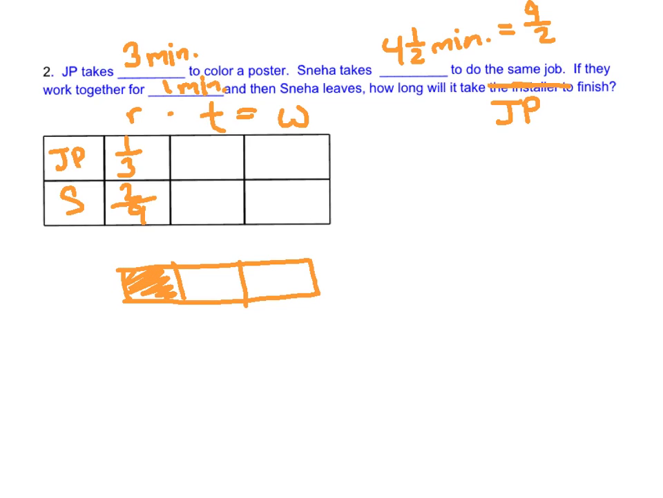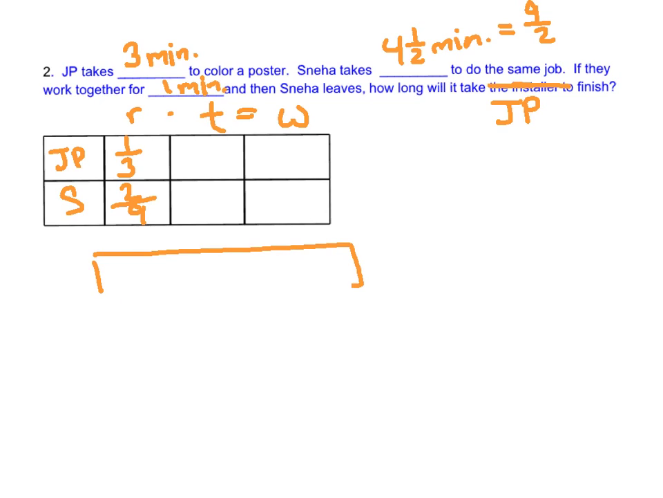And when you do the same thing for Sneha, she can complete the job in 4.5 minutes. So 1, 2, 3, 4, and then half over. In 1 minute, how much of the job can she complete? So you would divide 1 by her time, which is 4.5, and that gives you her work rate.